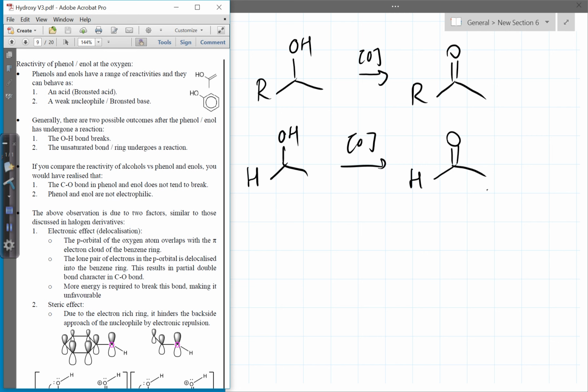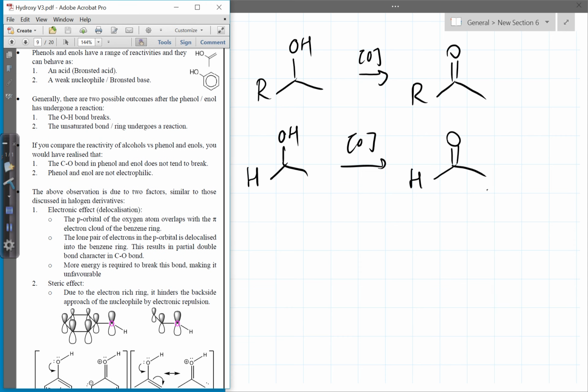So generally there are 2 possible outcomes. One is that the OH bond breaks, another is that the unsaturated ring undergoes a reaction, and then you realize there's actually another reactivity that is gone. And remember just now we talked about how its outcome depends on its reactivity. So you should know how to relate these two already.